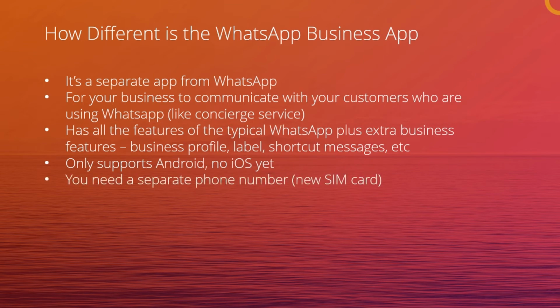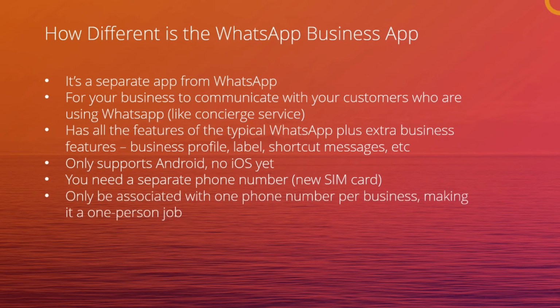Also, you need to have a separate phone number. You cannot use the existing phone number that you currently use for your WhatsApp. You have to use a different number. Each app supports a separate unique number. So you may need to get a new SIM card for this, and also a separate phone.